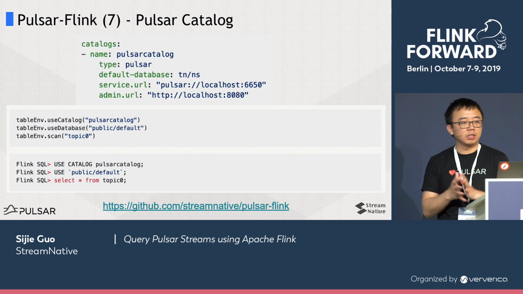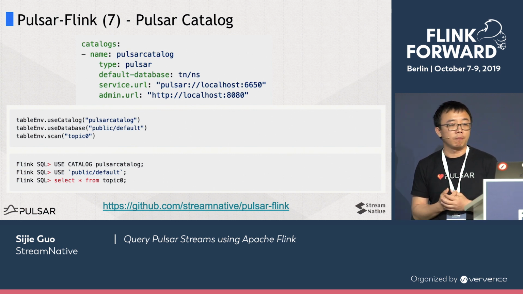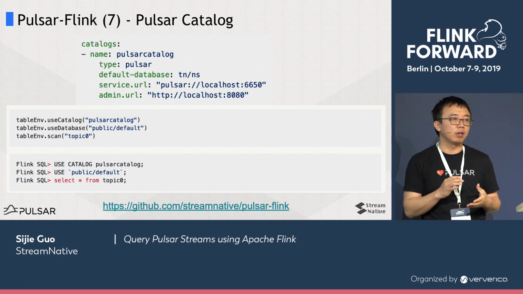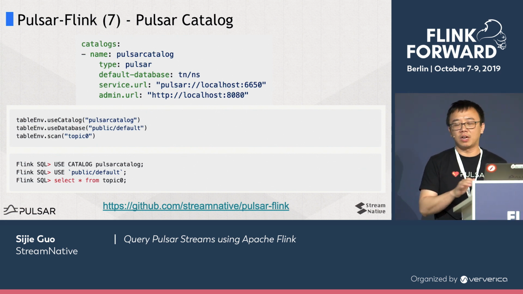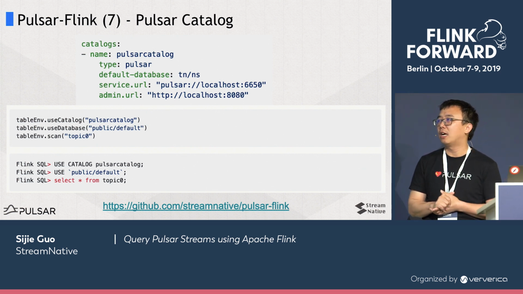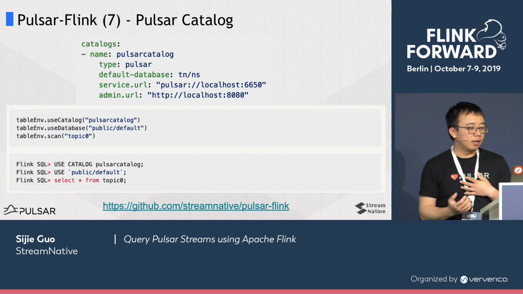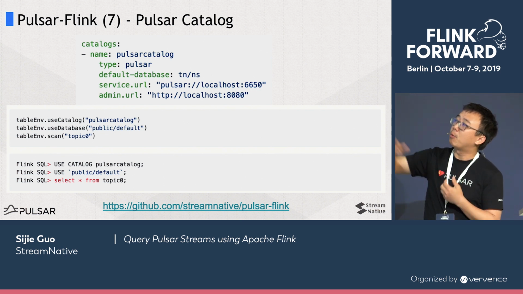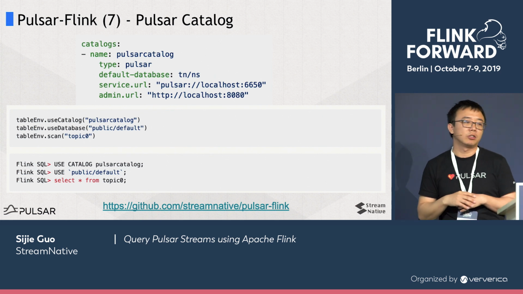Putting all this together, you can register Pulsar as a catalog of Flink. Once you register Pulsar as a catalog in Flink, it simplifies a lot how you process or query data within Pulsar. You can write a program to query the data, or you can use the Flink SQL client to query the data.